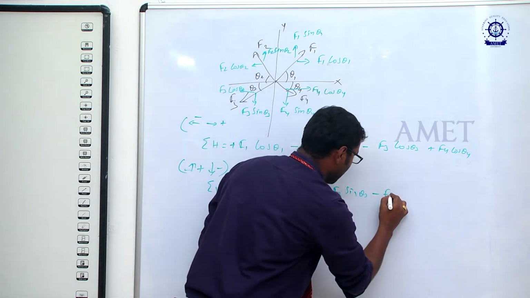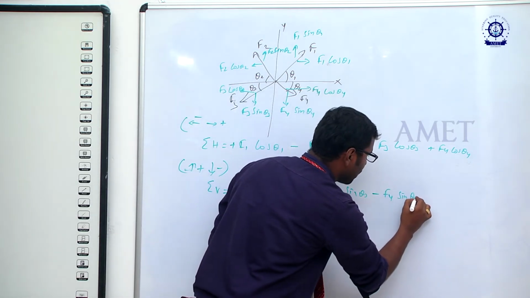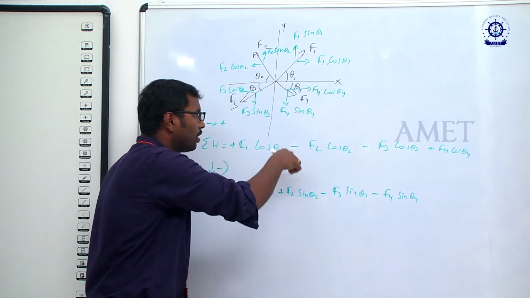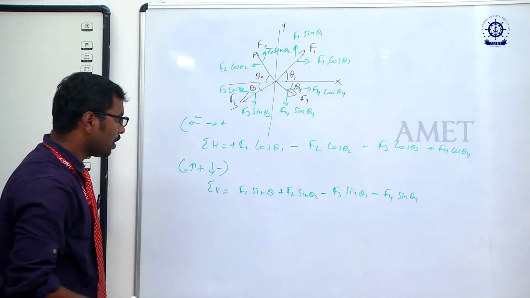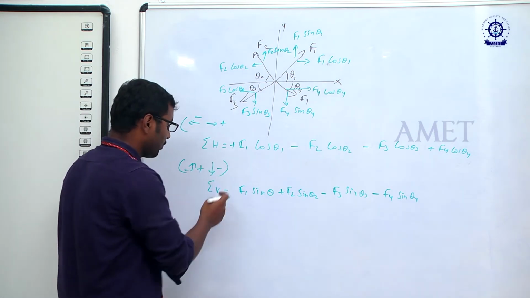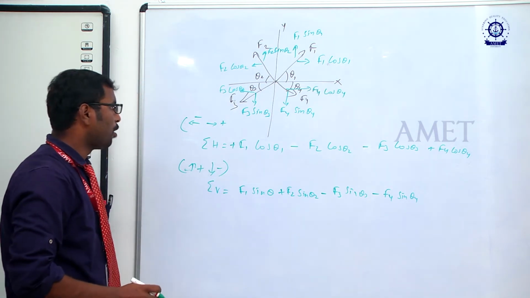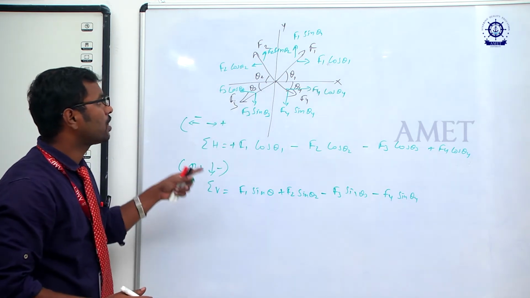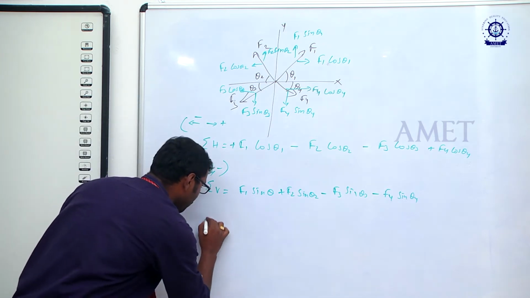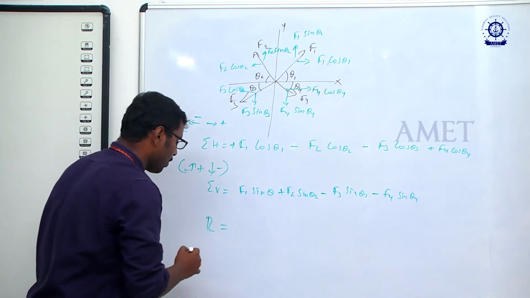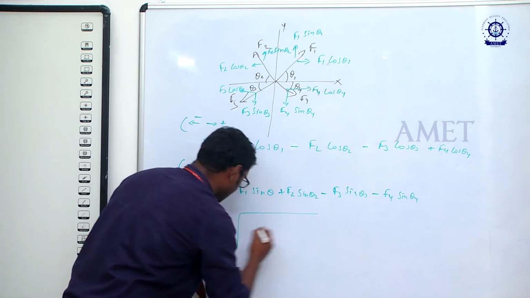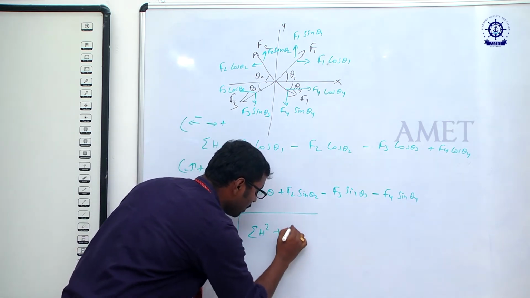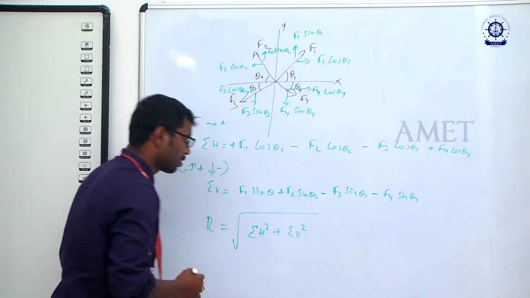So, this is also F4 sin theta 4, and the sign is minus because this force is acting downwards. While adding these we can find the vertical component of this force system. In case we need to find the resultant force, we need to follow a formula: resultant force equals root of summation of horizontal component square plus summation of vertical component square.